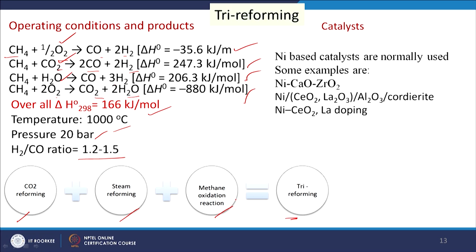So, these are the features of trireforming, and catalysts are basically nickel based catalysts, and some examples are given here: nickel calcium oxide zirconium, nickel cerium oxide, lanthanum oxide and aluminum and quadrite, nickel ceria and then lanthanum doping. So, these are some examples of the catalysts used in this reaction.